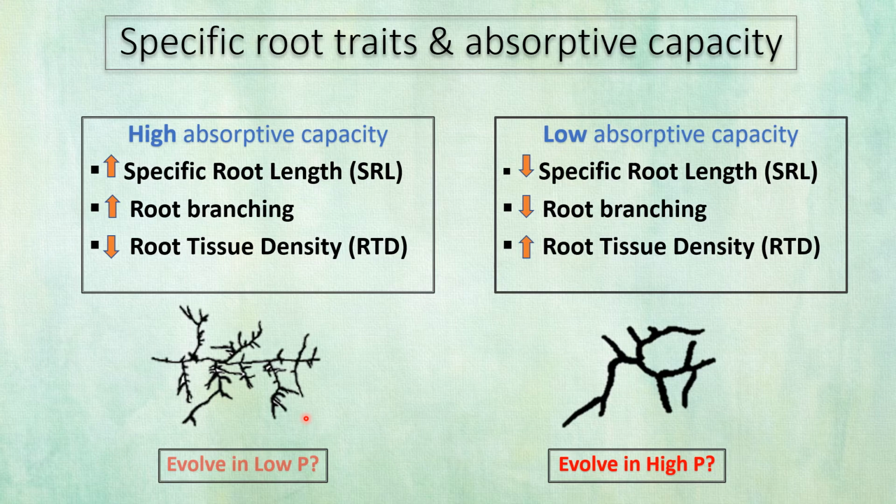On the other hand, when we talk about low absorptive capacity roots, it would be the opposite. So we will be talking about low specific root length, lower root branching, and higher root tissue density, or RTD. These traits could evolve under high phosphorus conditions.